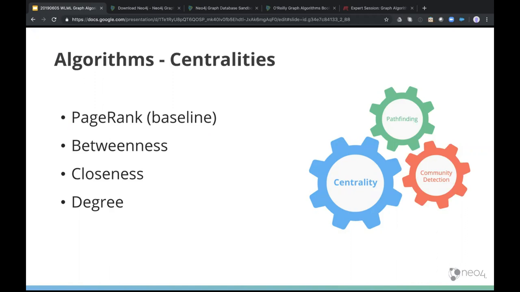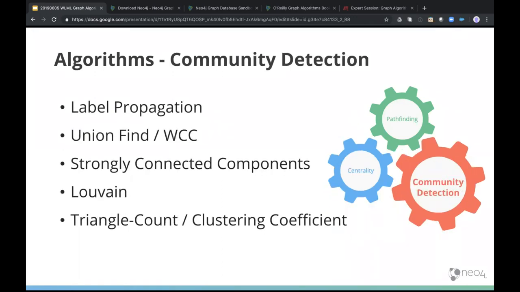But you can run that very quickly, once, a number of iterations on any kind of data set. Between the Walloons and the Flemish people, the ones that actually talk to both communities are very between, right? Closeness, they're very related to one another. And then the simplest one is degree, the number of connections. These are some of the community detection algorithms.